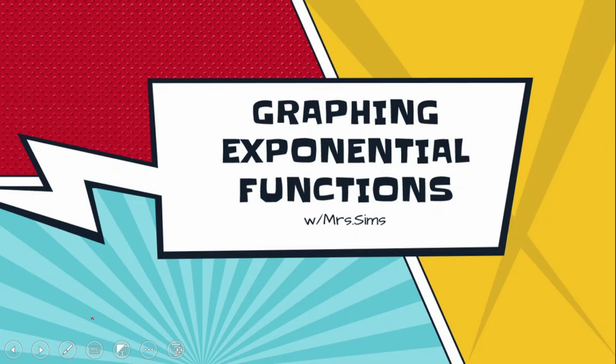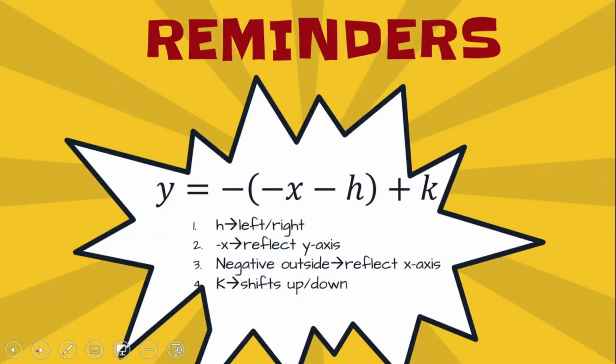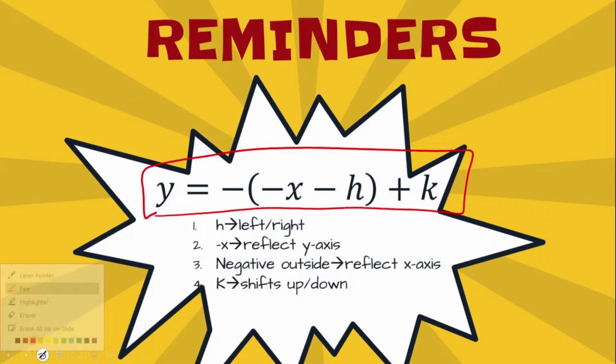Let's graph exponential functions. So here are some reminders about transformations, stuff that we learned way at the beginning of this year. First thing we talked about was what the h did. The h shifted our function left and right, and the h was always the opposite of what our brain wanted us to do. So if the graph was going to the right, then the h would say minus h, and if the graph was going to the left, then it would say plus h. The h is always the very first movement.